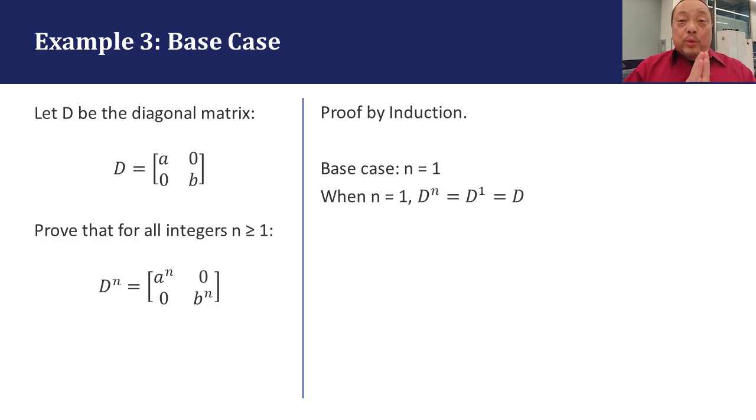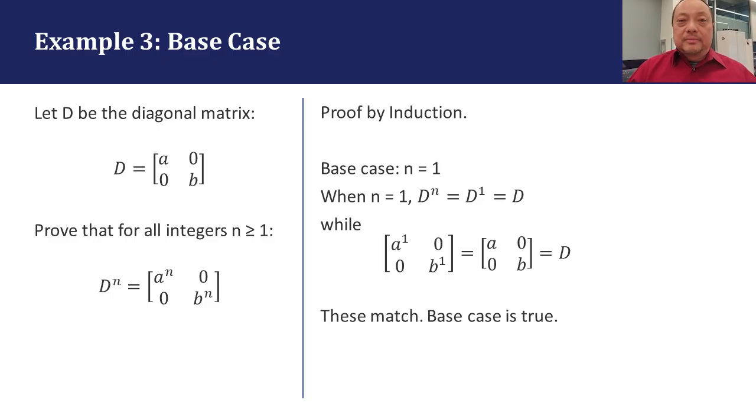When n equals 1, on the left-hand side, D to the power n is equal to D to the power 1, which is just D. While the matrix on the right-hand side has a to the n, which is a to the 1, and b to the n, which is b to the 1, down the diagonal. And that's just a and b down the diagonal, which is the matrix D. They match. So the base case is true.